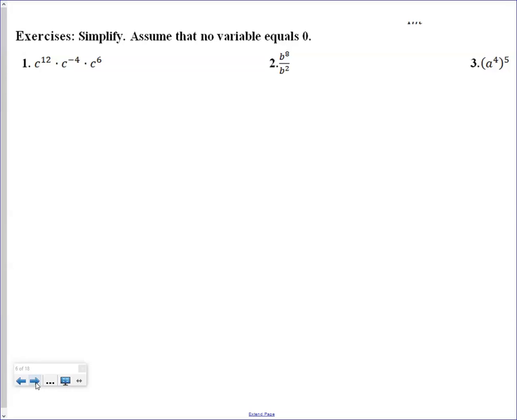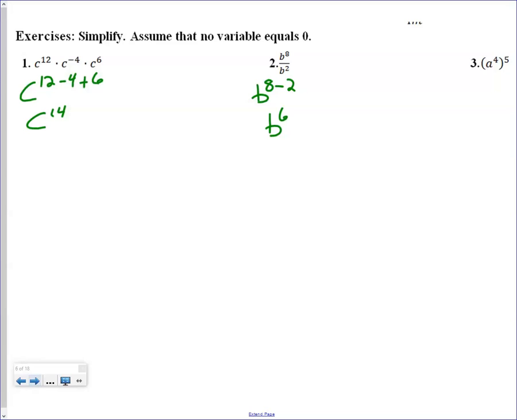To the 14th, my bad. Yeah, C. C to the 14th, right? This is C to the 12 minus 4 plus 6. 12 minus 4 is 8, plus 6 is 14, so we get C to the 14th. All right. This one is B to the 6th, because we have B to the 8th, the numerator's exponent, minus the denominator. So b to the 8 minus 2, which gives us b to the 6th.